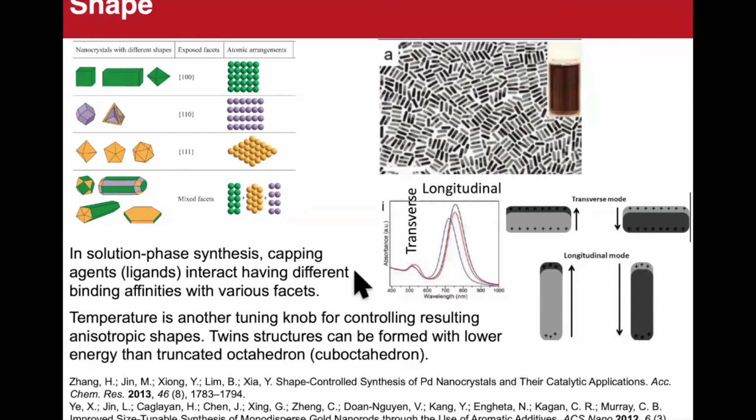And so how do you get these anisotropic shapes? Well, you can also increase the temperature and use it as a tuning knob for controlling the resulting shape. The twin structures can be formed when you have lower energy than the truncated cuboctahedron that's expected.